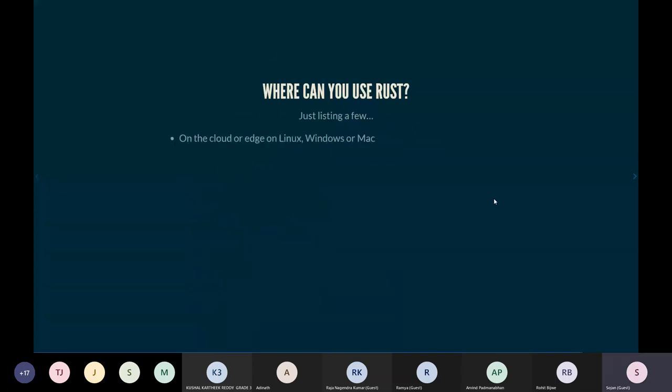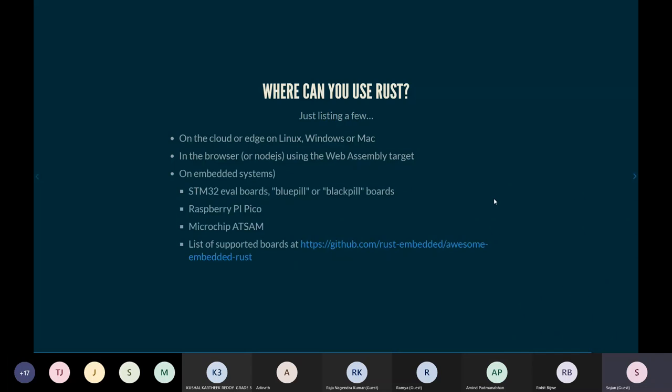Where can you use Rust? You can use Rust on your PC, Windows, Linux, or Mac, on the cloud or edge. All the cloud providers provide Rust these days. In fact, all the big companies are already using Rust for some of their important applications. You can even use Rust in the browser. You can compile to the WebAssembly target and run it in the browser or inside Node.js. That's pretty cool. You can run it on embedded systems.